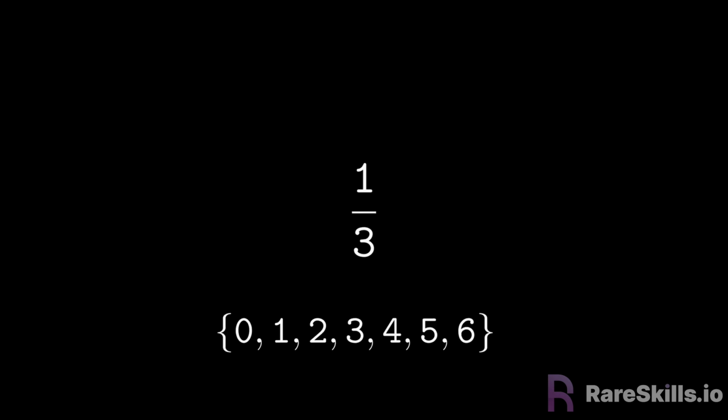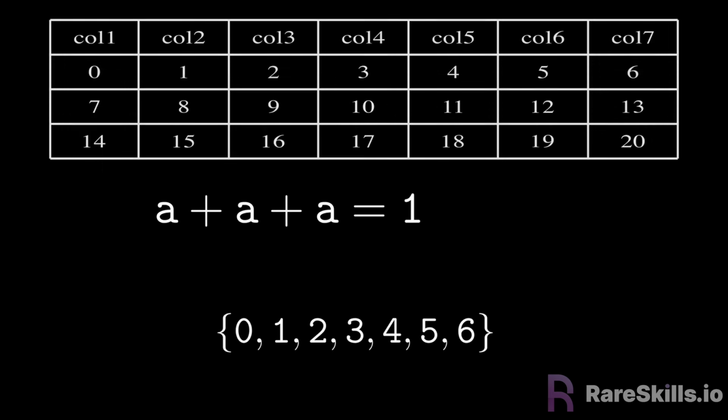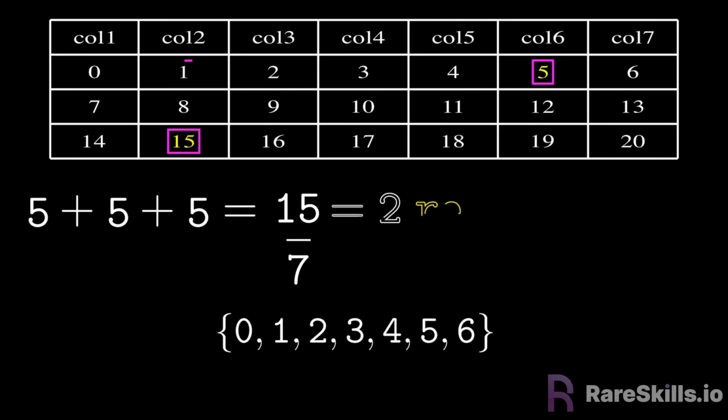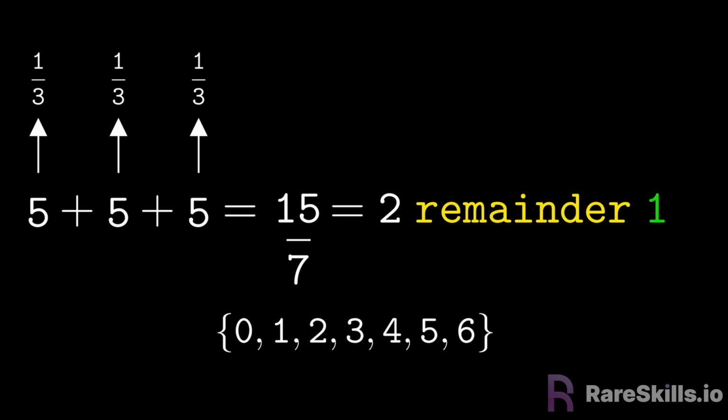One way to think about 1/3 is that it is the solution to a plus a is equal to 1. But in our case, we are solving the equation a plus a is equal to 1 modulo 7. It turns out that 5 is the solution to the equation because 5 plus 5 is equal to 15, and when we divide by 7, we get a remainder of 1 with no precision loss. Therefore, 5 corresponds to 1/3.